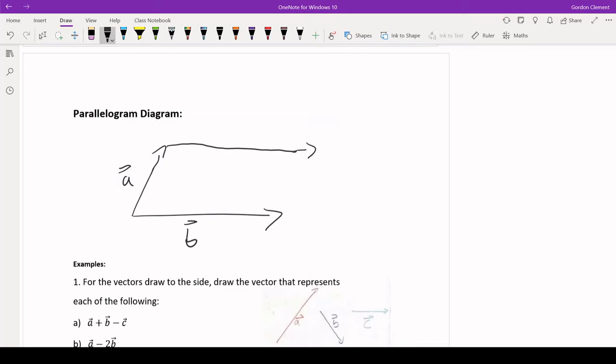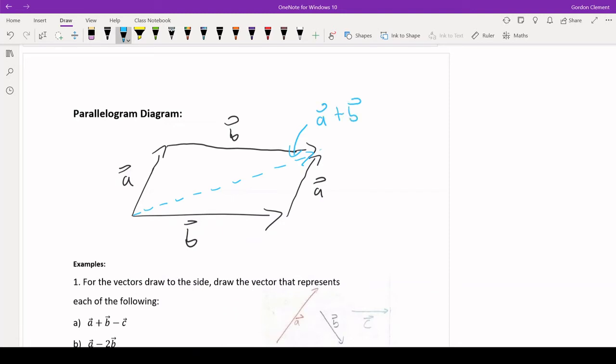So what you do is you make a parallelogram with these two vectors. You just make 2 copies of A, 2 copies of B, and form them into a parallelogram. And then that parallelogram's diagonals are 2 important vectors. So this one there, it's going from A and then B, drawn head to tail. So that's the vector A plus B.